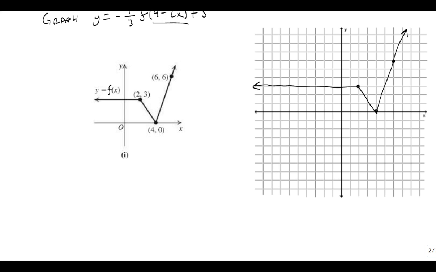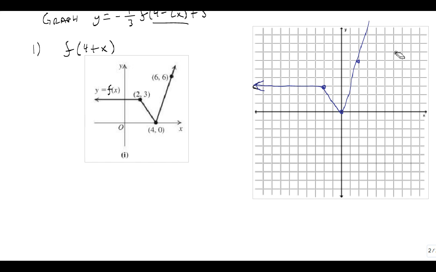And so we have a 4 minus a 2x. But let's pretend that the first step is that we're just going to do 4 plus x. We're just going to shift by this 4. Well, that means everything is going to come 4 units to the left. So this (2, 3) goes 1, 2, 3, 4 units over. (4, 0) becomes (0, 0). And (6, 6) becomes (2, 6). And I get the same graph, but now it looks like this. So I'm going to erase the black just to get it off. And there's my new graph. It's been shifted first. Remember, horizontal shift is our first.